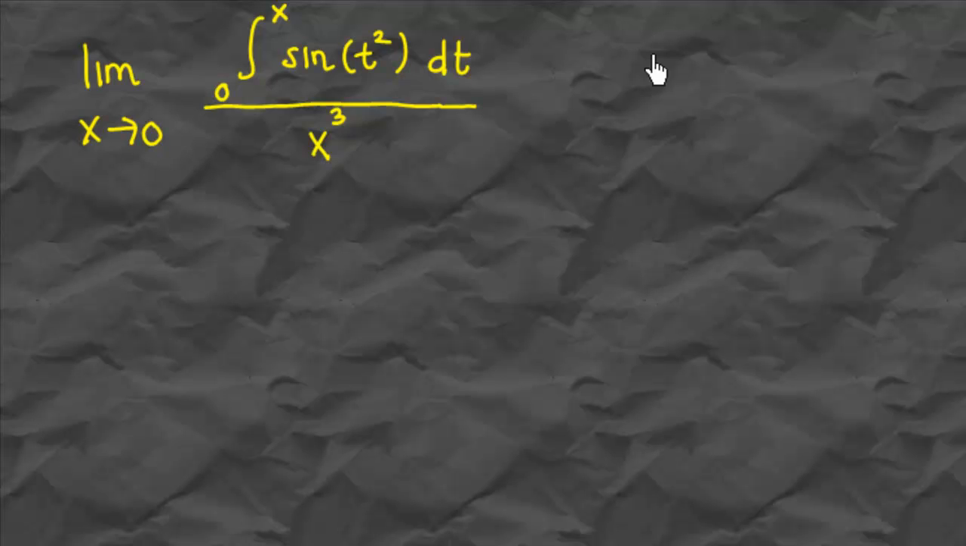If we plug in x equals 0 to the top, we will have the integral from 0 to 0. But remember that one property of the integral says that the integral from a to a will always give 0. So when we substitute x equals 0 into the numerator, we get 0. And likewise, if we substitute x equals 0 into the bottom, we get 0. That means this limit is of the type 0 over 0.